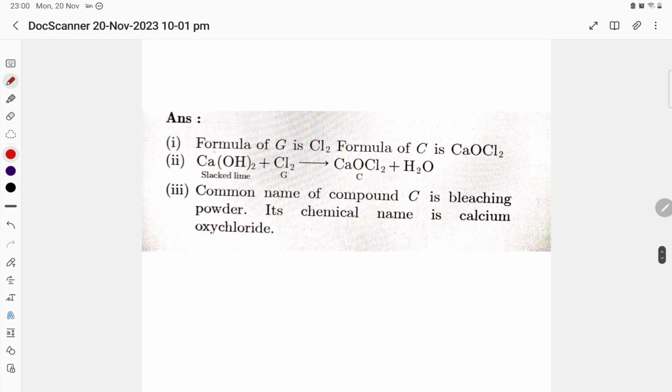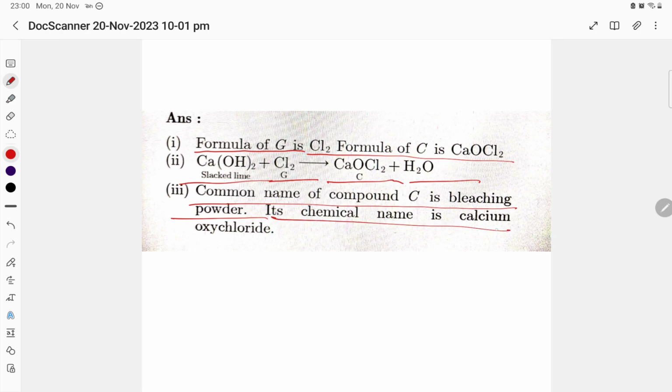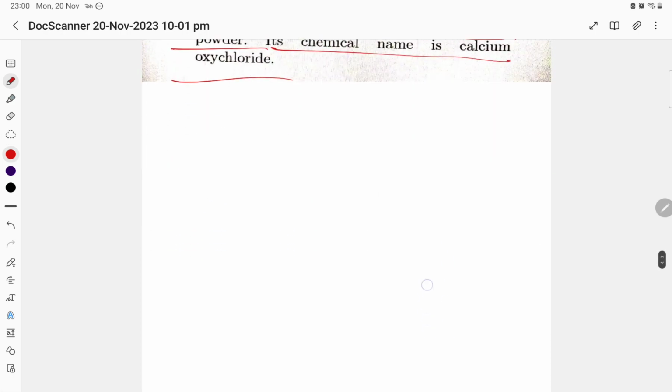So the formula of G is Cl2, the formula of C is CaOCl2. Ca(OH)2 plus Cl2 gives CaOCl2 plus H2O. The common name of compound C is bleaching powder. Its chemical name is calcium oxychloride.